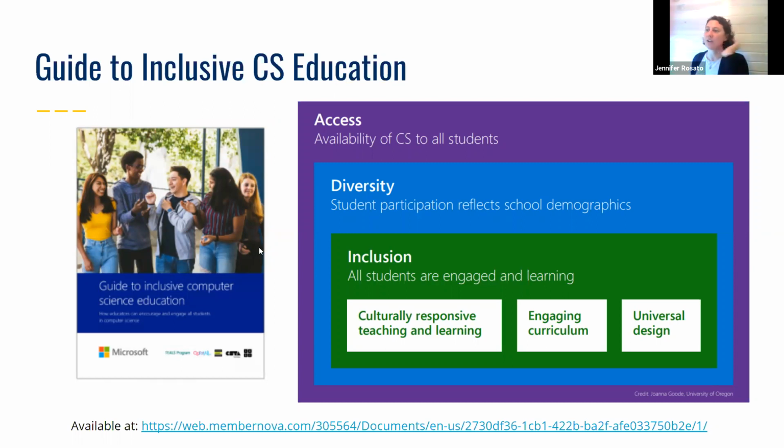There we go. Okay, so let's talk about those next nested boxes. That outer box is the idea of access and whether or not computer science learning is available to students at all. The next box in is thinking about who participates in computer science learning and how reflective that is of the school demographics. And finally, that inner box, inclusion, is thinking about whether or not all students are engaged in the learning. So are they equally engaged? Do they have equal opportunity to achieve the same learning outcomes as part of those experiences and activities?